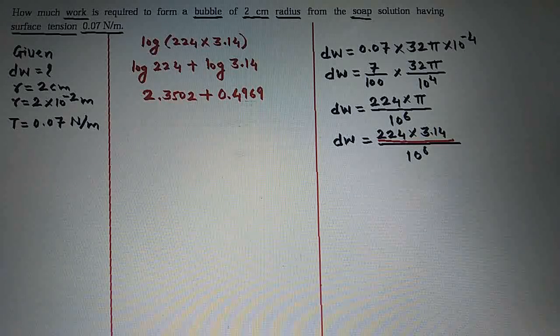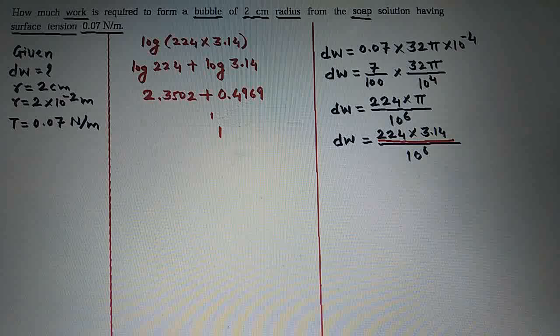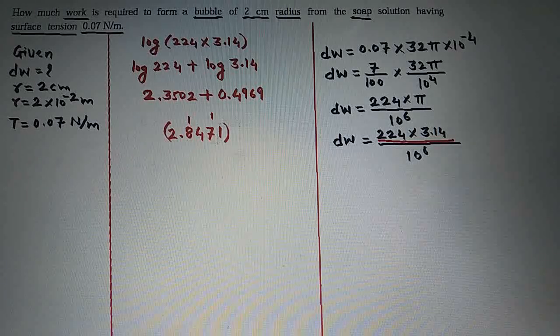So 2 plus 9, it will be 11, and carry will be 1. Next 0 plus 6, it will be 6 plus this carry 1, then it will be 7 here. Next 5 plus 9, 14, so we will write 4 here, carry 1. Next 3 plus 4, 7 plus this carry 1, 8 here, and then we will write this 2 plus 0, it will be 2. So the addition will be 2.8471, and we will find out the antilog of this.